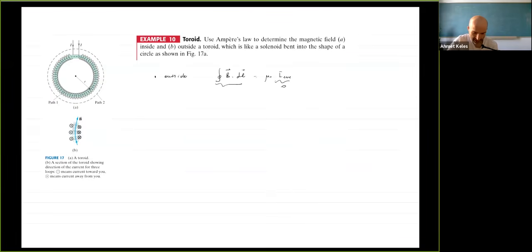This side is a symmetrically chosen Amperian loop, so it's going to be equal to some B times 2 pi R. Then if the right-hand side is 0, B should also be 0. B is equal to 0. Now let's do the same thing inside.